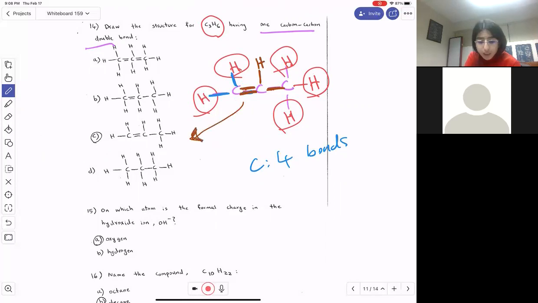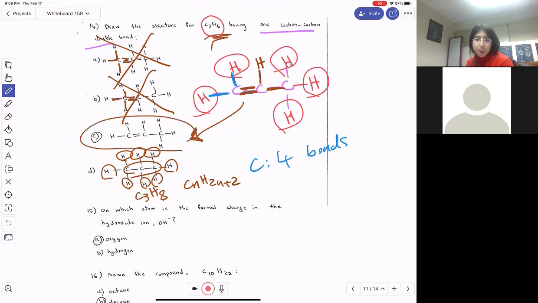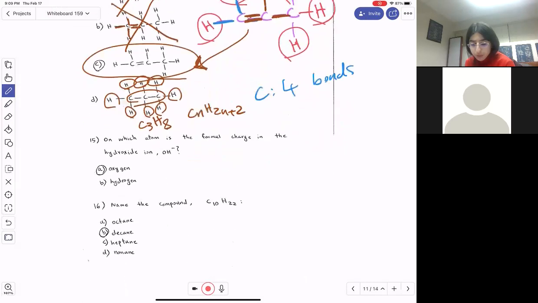Also you can see that 1, 2, 3, 4, 5, this is wrong. And here, this is C3H, 1, 2, 3, 4, 5, 6, 7, 8. Remember CnH2n plus 2, this is an alkane. This is propane. This is not C3H6. So that's why this is the right answer.